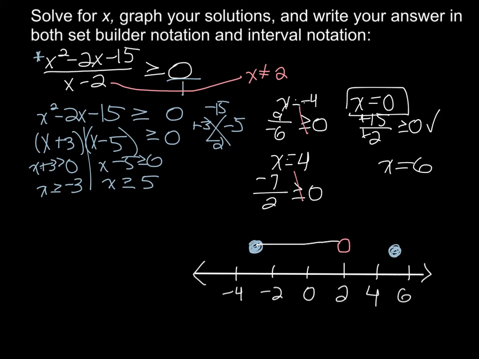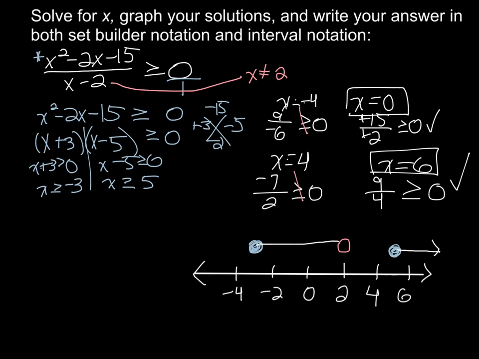And then finally, when x equals 6, 6 squared is 36. 36 minus 12 is going to give me a 24. 24 minus 15 gives me a 9. Over 6 minus 2, which is 4. 9 over 4 is greater than or equal to 0, so this also makes sense. So I'm going to draw an arrow going towards the numbers to the right because those numbers also make sense.